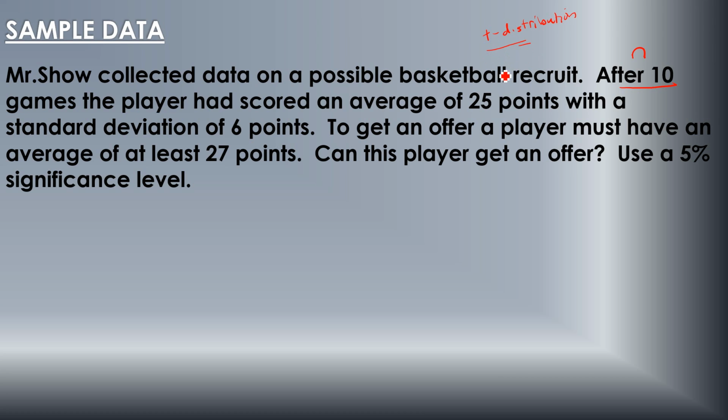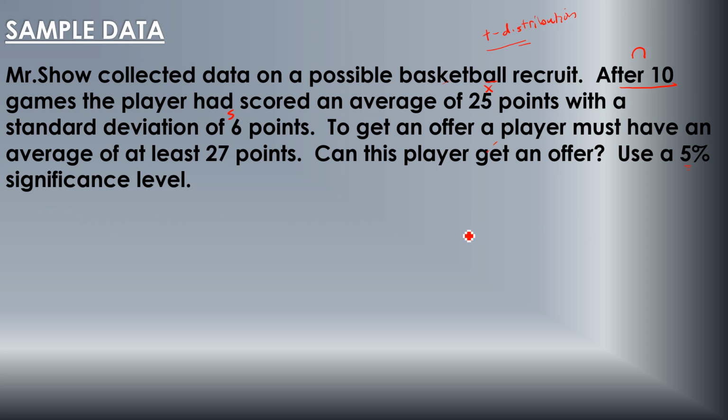But he has just collected data for 10 games. And it shows that the player scored an average of 25 points with a standard deviation of 6. So this 25 right here, that's our X bar, and this is our S. To get an offer, a player must have an average of 27 points. So at face value, this kid's not going to make it. He's not going to get an offer to play ball for Mr. Shao. Can this player receive an offer? We're going to use a 5% significance level. Okay, we're not going to give him very much leeway, right?